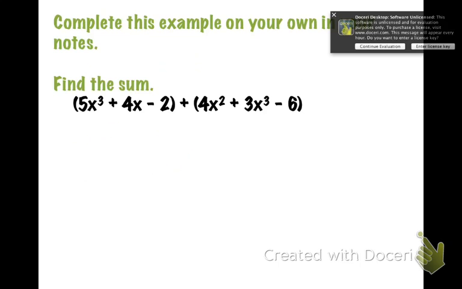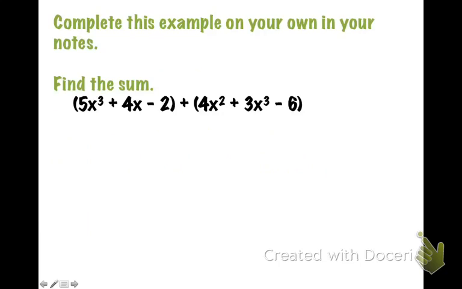Now, what I want you to do here is to go ahead, ignore that little message in the corner, and in your notes, I want you to complete this example on your own. I want you to copy down the 2 examples that we already did, and then complete this one on your own. So this is going to be your ticket into the activity tomorrow. All right? See you then.